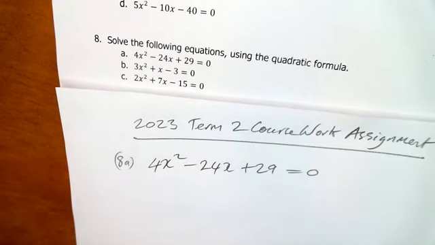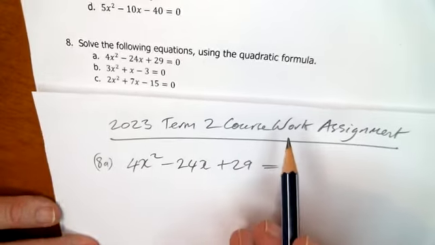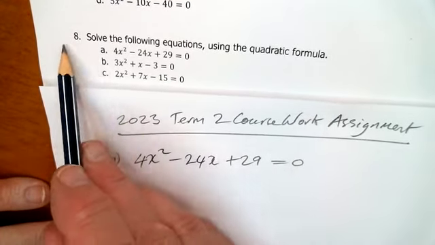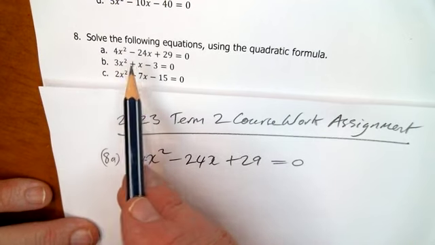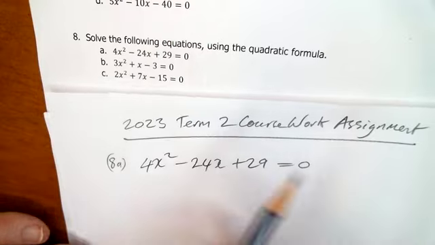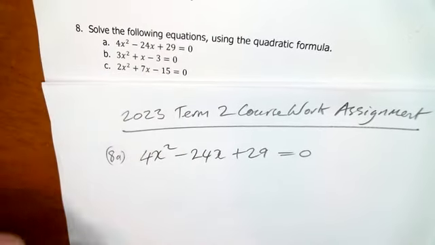Okay, let's take a look at the 2023 Term 2 coursework assignment in prep for the coming algebra exam. We've got question 8a, which is 4x squared minus 24x plus 29 is 0. Now, it says here, though, solve the following equations using the quadratic formula. So let's go ahead and write that down.